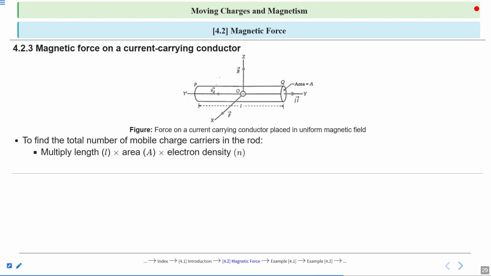So we have to find the total number of mobile charge carriers. So multiply length into area, which is volume, into electron density small n. Then the total number of mobile charge carriers in the conductor is nLA.